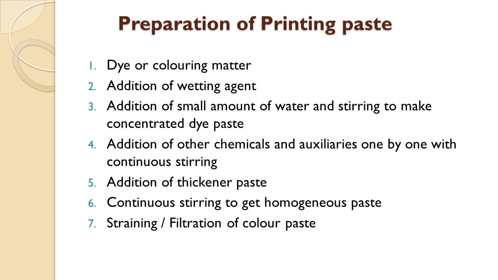So thickener paste has to be prepared separately. It may be 4%, 6%, 8% concentration of the thickener. So that particular paste we have to add in the printing paste. After addition of thickener paste, again we need to carry out continuous stirring for a particular time to get proper homogeneous paste, because thickener, all the ingredients and dye, all these things should get mixed properly to get proper homogeneous print paste. Once the homogeneous print paste is obtained, the next step is filtration of the color paste through a mesh.